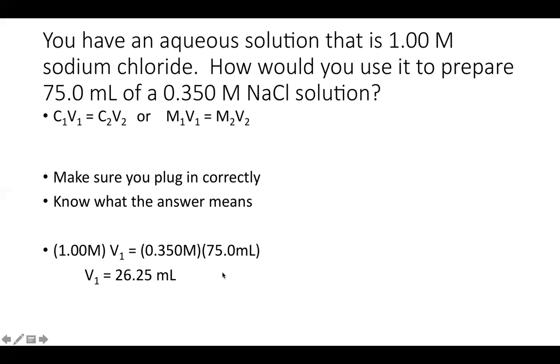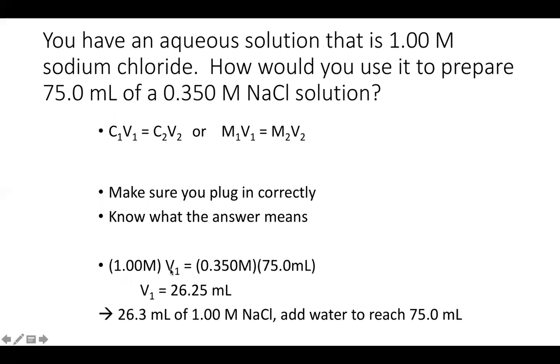Now the second point comes in: what does that answer even mean? It just means that you need 26.25. In this case, we only had 3 sig figs, so I had to round up to 26.3. So we need 26.3 milliliters of that 1.00 molar sodium chloride solution. We would put that in our beaker or in our flask, and then we would add water, using a graduated cylinder, to get up to 75.0 mils. Once we did that, we would have 75 mils, and we know its concentration would be 0.350 molar.